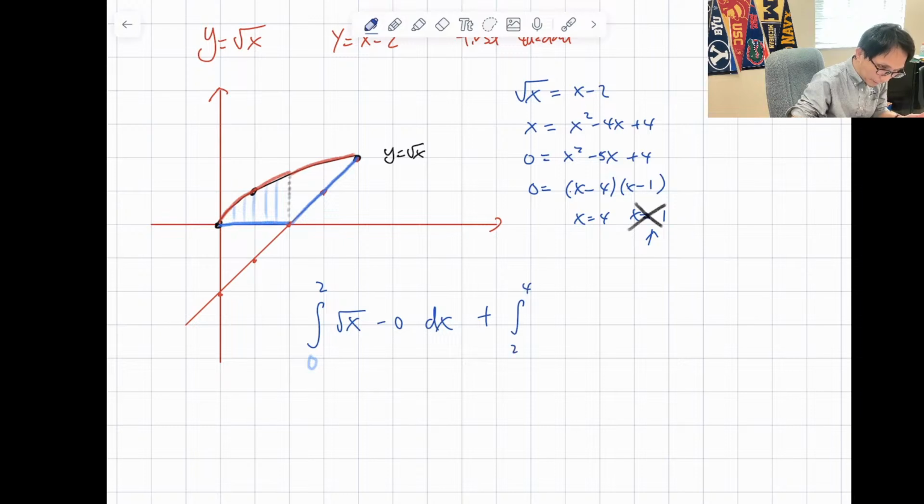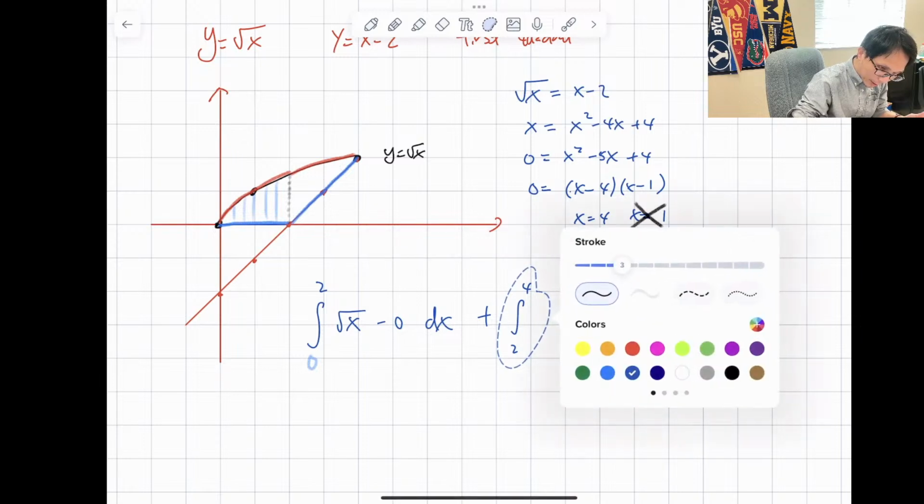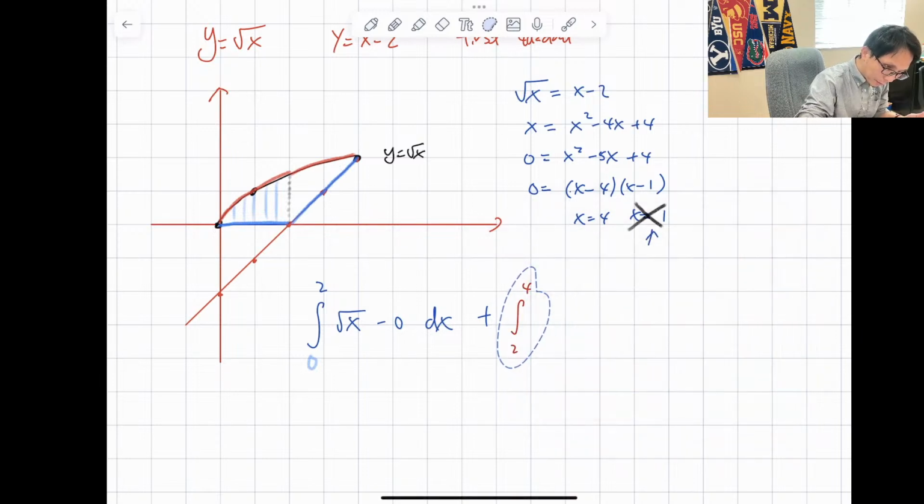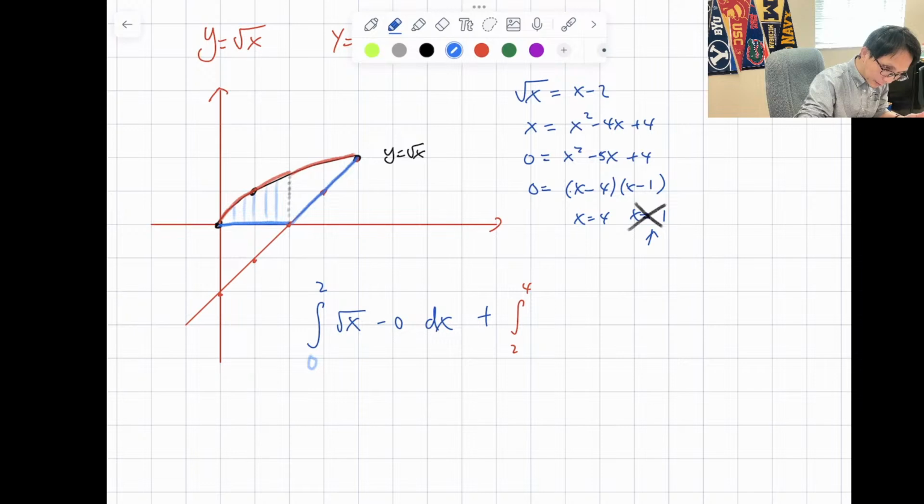Integration from 2 to 4. I'm going to use red because I'm going to represent this part as red. So we are looking for red here. There are two functions here, 0 to 2 and 2 to 4.